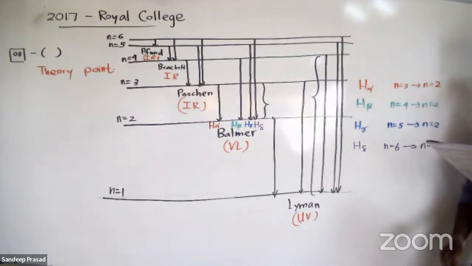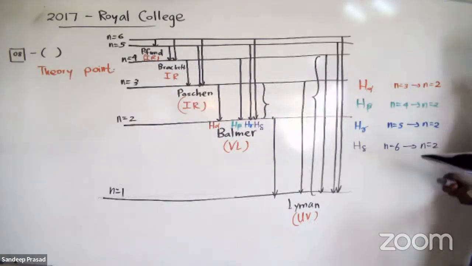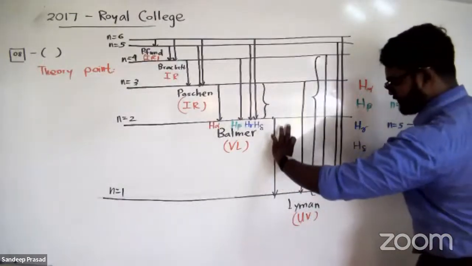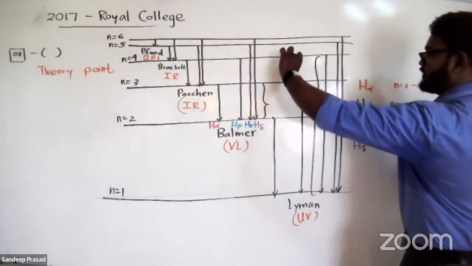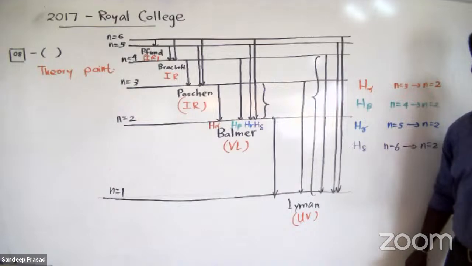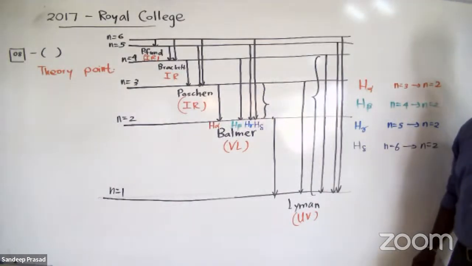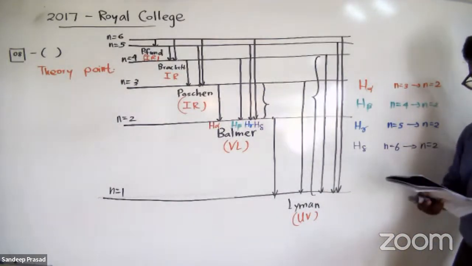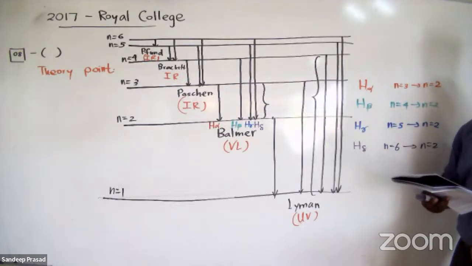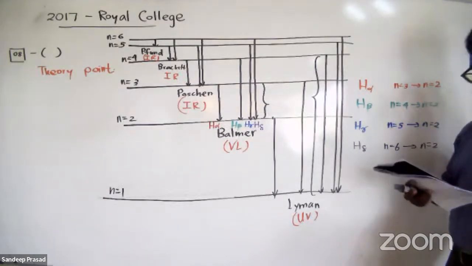Energy difference between energy levels increases when moving away from the nucleus. What do you think? Energy difference between two energy levels. Is that increasing or decreasing? That statement is wrong. So therefore, what is the correct one? Correct one is second one. Question number 8 answer is second one.